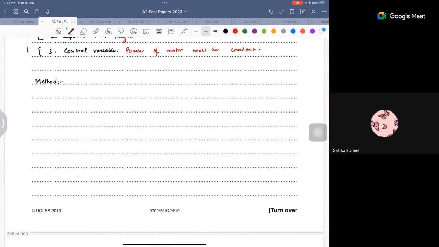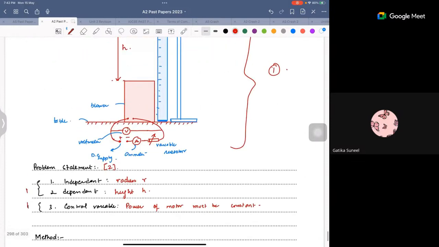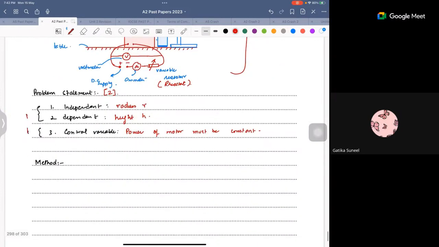Now, how do we take methods? Yes, a rheostat and variable resistor is the same thing. So you can write your stack if you want to. That's fine. Okay, so now let's go to the method. Obviously, we need to find the power, right?